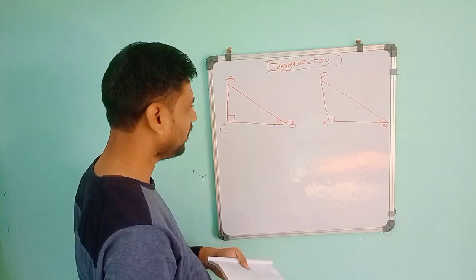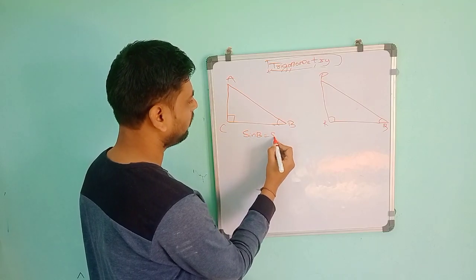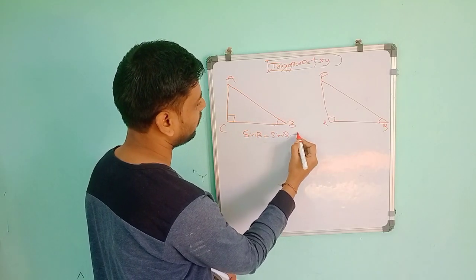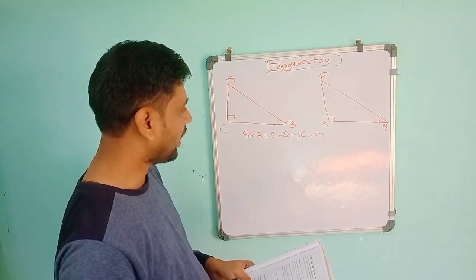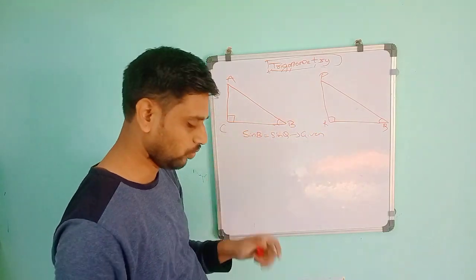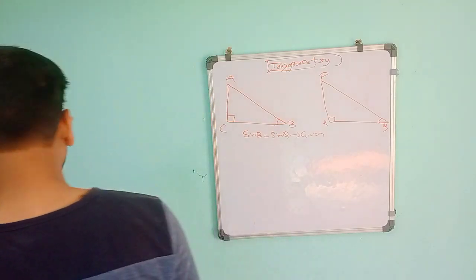Then they have given sin B is equal to sin Q. This is the given condition. So what do we have to prove? We have to prove that angle B is equal to angle Q. How can we prove this? I'll show you that.